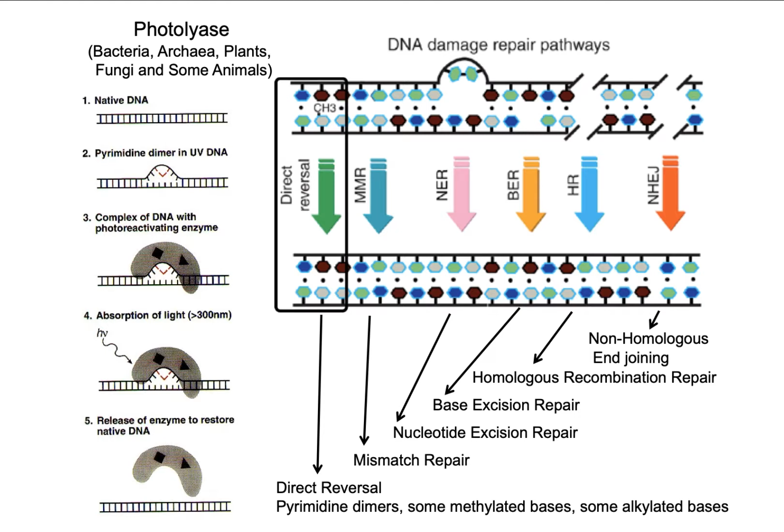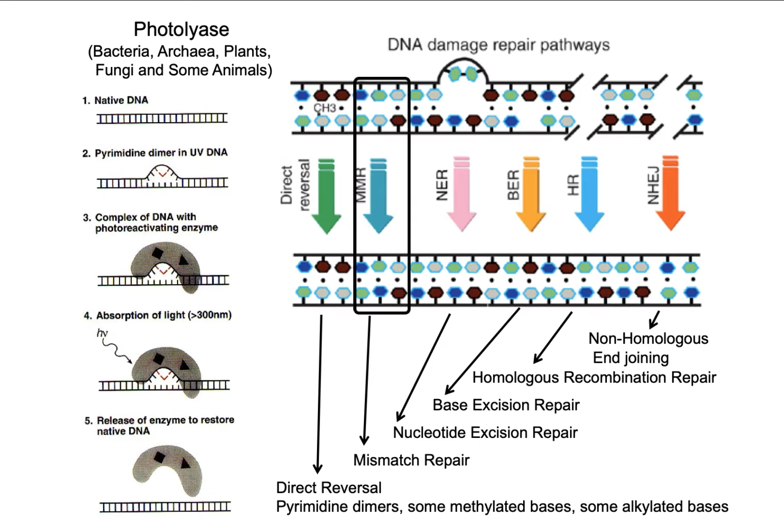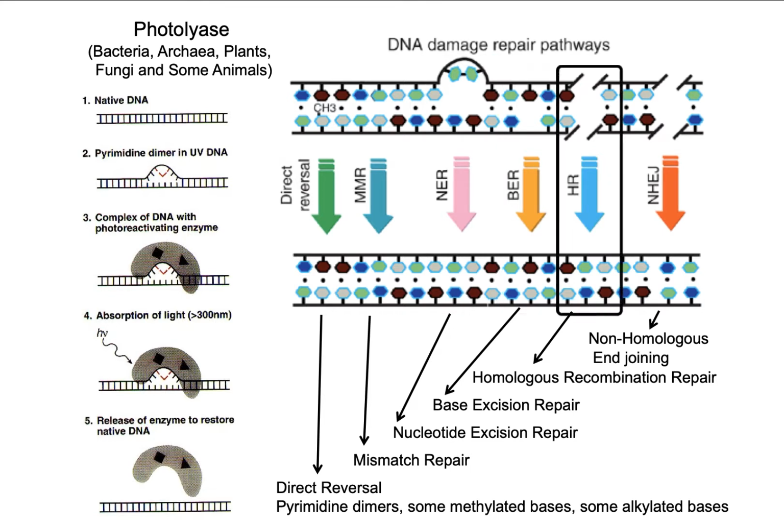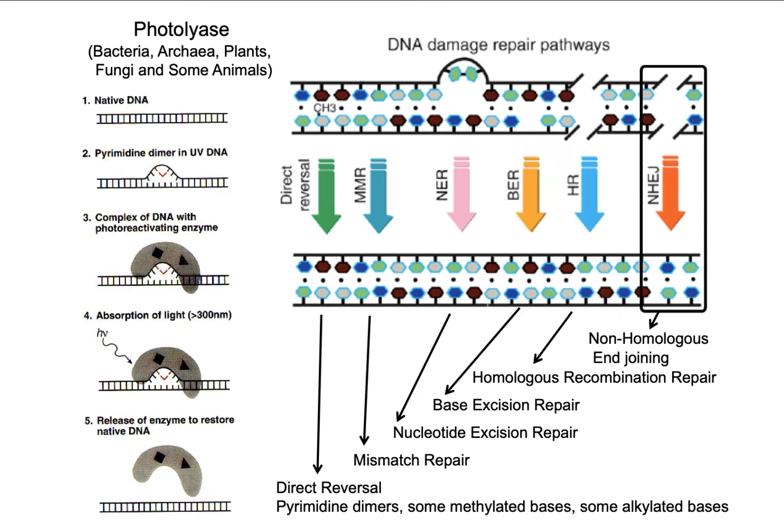So here's a summary of some of those repair mechanisms. There's direct reversal, changing a base at a time, mismatch repair, nucleotide excision repair, base excision repair, homologous recombination, which I'll talk about in a little bit, and then non-homologous end joining, which is sort of an inefficient process.